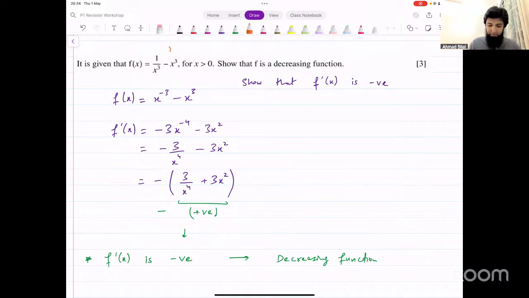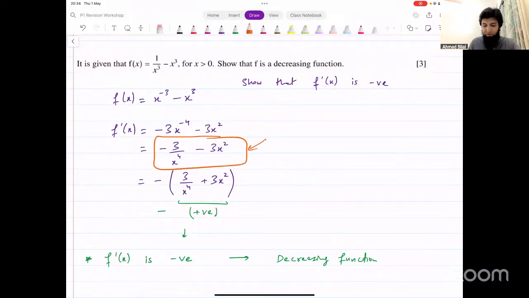In this case, we have the function y equals 1 over x cubed minus x cubed. We have to show that this is a decreasing function. How do you show that? Again, you find the derivative for this. The derivative turns out to be this expression.